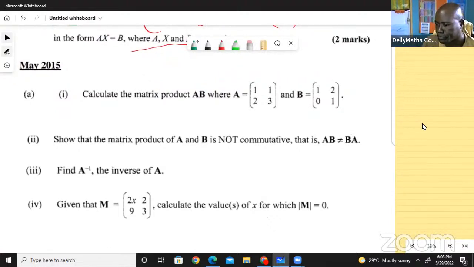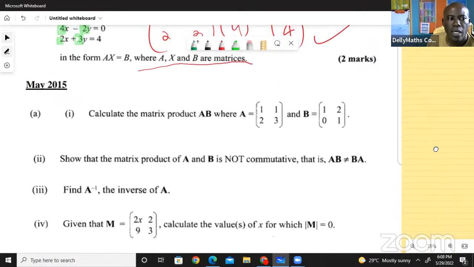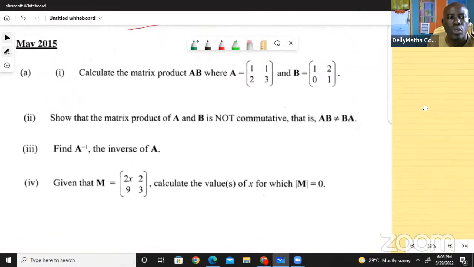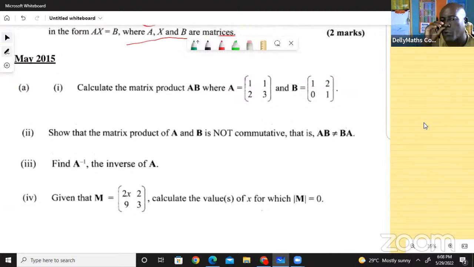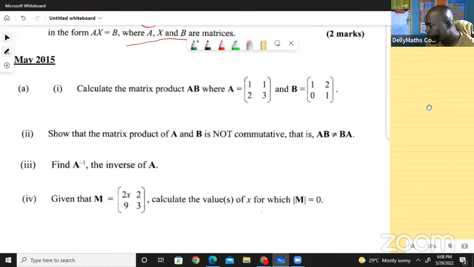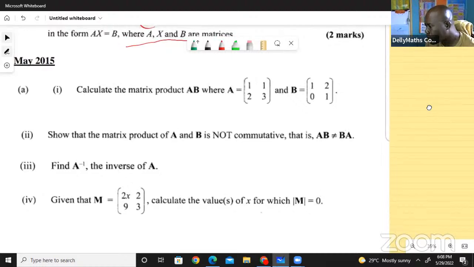All right, let's continue working. At this moment, we want to calculate the matrix product AB, where A is equal to [1, 1; 2, 3] and B is equal to [1, 2; 0, 1]. Giving you a chance to work out your thing. Come on, try to put it together, see what you can do.